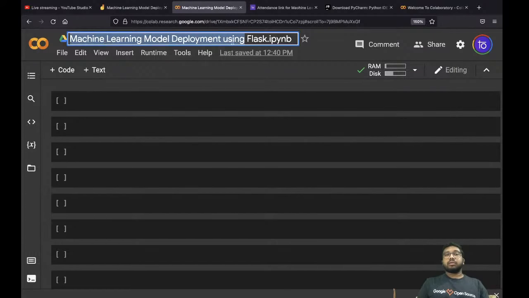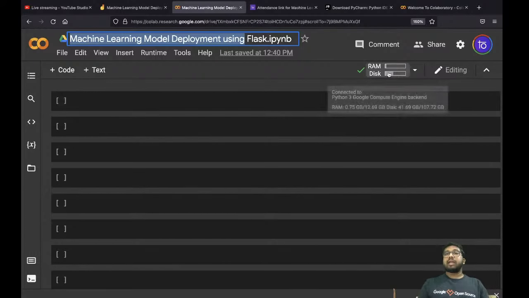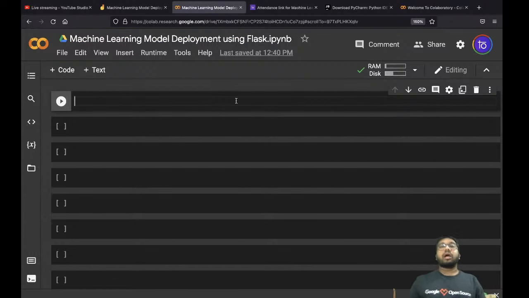You can change the name if you want. And this is the RAM. You can see the RAM that has been provided is 12.69 GB. That means I can easily use approximately 12.5 GB of RAM along with the disk size. So this is the entire thing, how you are going to set up the Python environment.